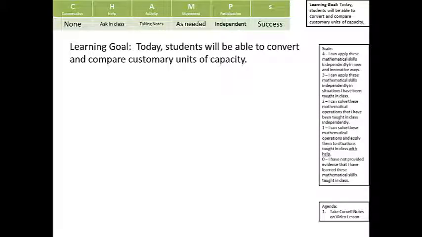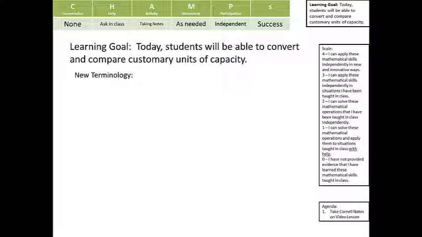Alright, we are ready to begin our next lesson. Today's learning goal is that students will be able to convert and compare customary units of capacity. And we're going to do this the same way that we did customary units of length, using dimensional analysis in order to solve these types of problems.